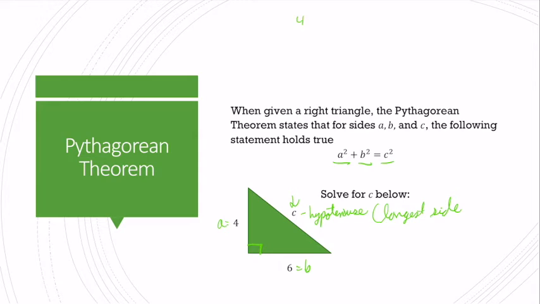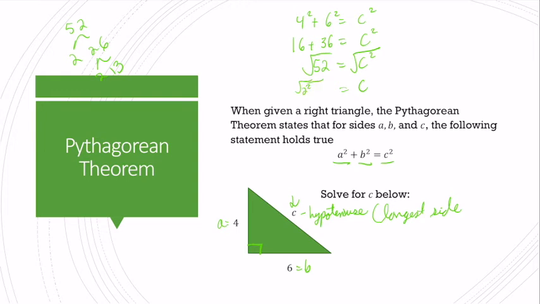So if I have 4 squared plus 6 squared equals c squared, that's going to be 16 plus 36 equals c squared. That means 52 equals c squared, and I want to take the square root of 52 and the square root of c squared to get c all by itself. So 52 factors into a 2 and a 26, which factors into a 2 and a 13. So I've got the square root of 2 squared times 13. So my final answer for c is 2 square root of 13.